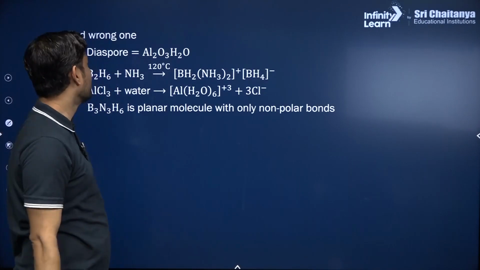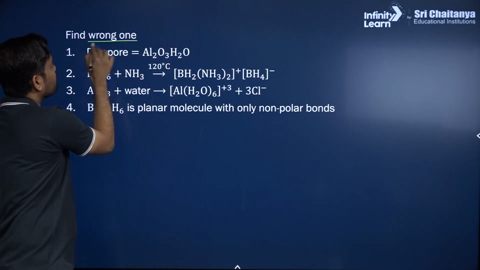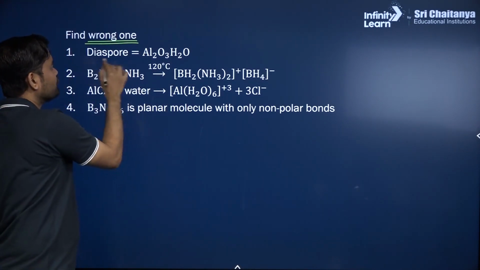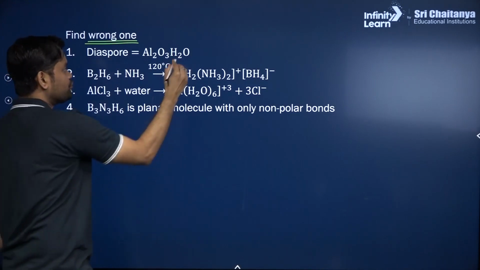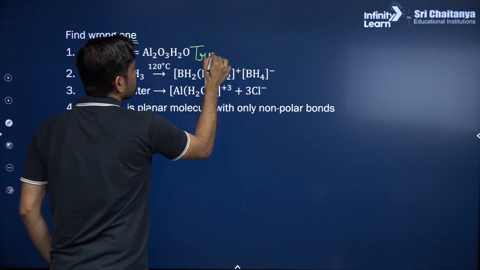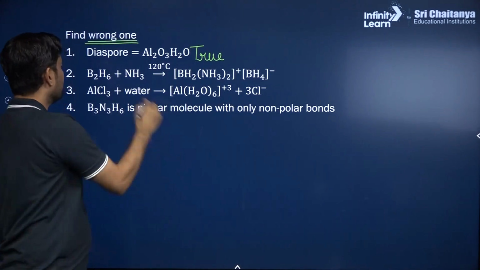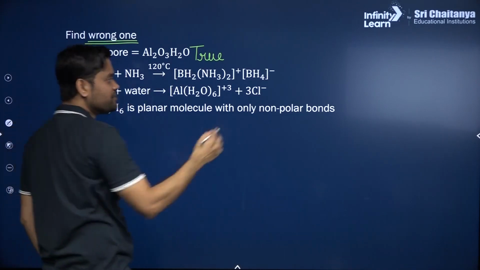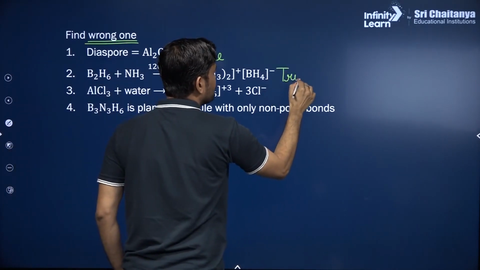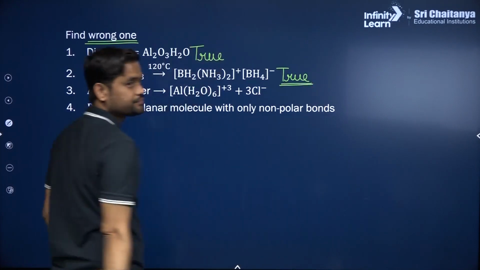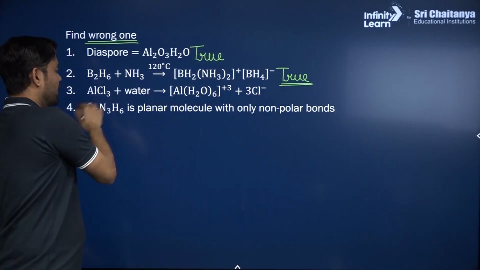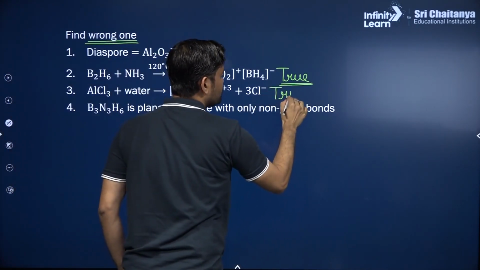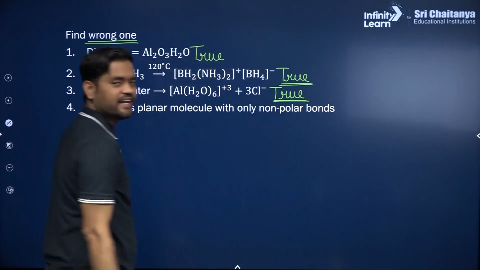Clear? Next question. Find the wrong one. Please make a note of it, guys. Wrong one. Okay, clear? See, diaspore is Al2O3.H2O. This is true. B2H6, that is diborane, plus ammonia will give you this compound at 120 degrees Celsius. This is also true. Okay. Next, AlCl3 plus water will give you this complex. This is also true. Okay. Clear?